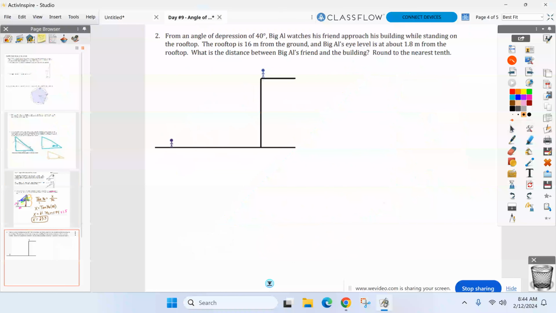We got Big Al on top of his building, watching his friend approach the building. That's kind of creepy, but it is what it is. Angle of depression's 40. Ready? So he's looking down at his friend along with this horizontal line of sight. That is 40. Always make sure your angle of depression is located outside your right triangle. What else do we know here about Big Al? The rooftop, 16 meters from the ground. So rooftop to ground, 16 meters. Just this right here. And then Big Al's eyes, 1.8 from the rooftop. Got it.